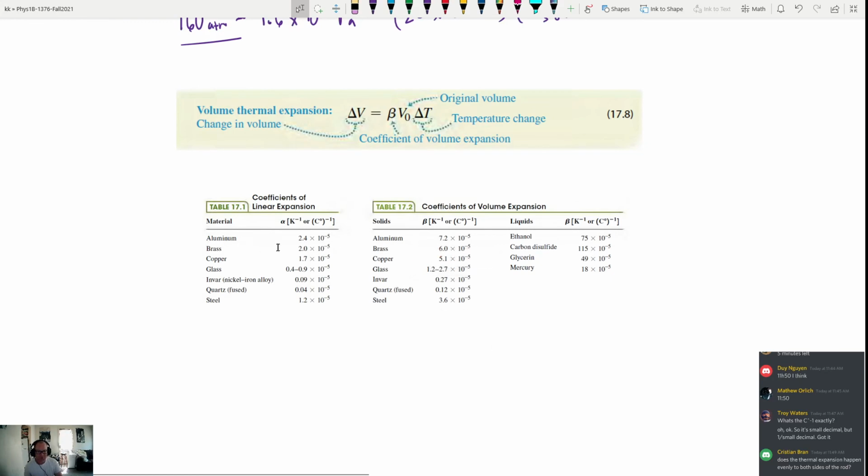Look at aluminum. Aluminum is 2.4. This is the volume expansion on the right, linear expansion on the left. Aluminum has a linear expansion coefficient of 2.4, and it has a solid or volume expansion coefficient of 7.2. So that's a ratio of 3 to 1. Same as brass, 3 to 1. Same as copper, 3 to 1, et cetera, steel, 3 to 1. So in general, what you can say is if you know what alpha is, if you take 3 times alpha, that gives you beta. And that's what we'll stop with.